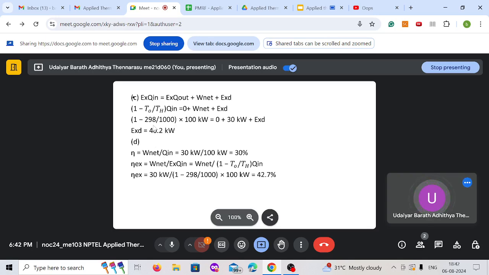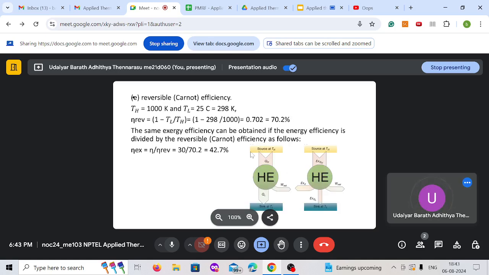So next we are asked to find out the efficiency. So here the work efficiency is W net by Q in. So Q in is 100 kilowatt and you are generating 30. So 30 by 100 is 0.3. So your exergy efficiency is nothing but your W net divided by your exergy of the maximum work, or the exergy of the Q in. So that will come out to be 30 divided by (1 minus 298 by 1000) times 100 kilowatt, this is 42.7%. So we'll see what this means.